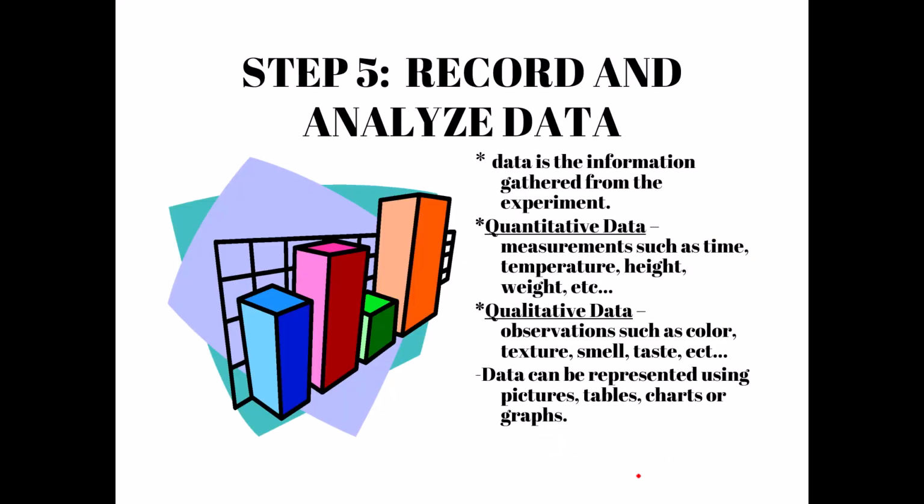So step 5, record, and we will analyze the data. Now, data is just information that we get from the experiment. That's it. We have two main types of data that we talk about in science. We have qualitative and quantitative. So quantitative right here and qualitative right here.